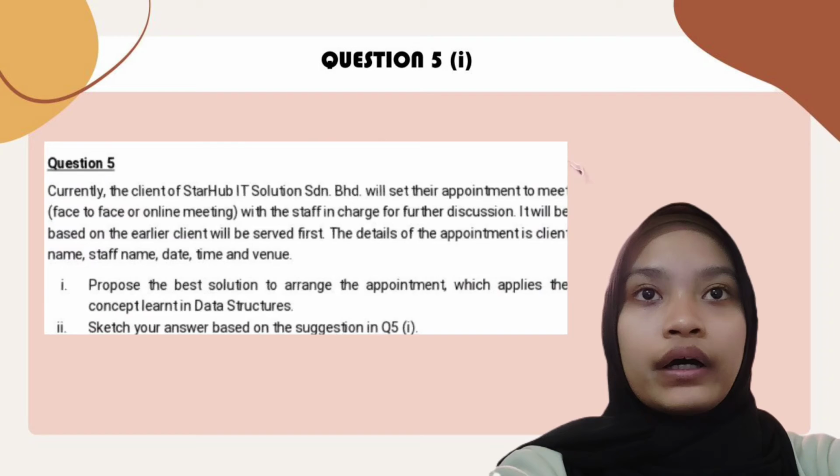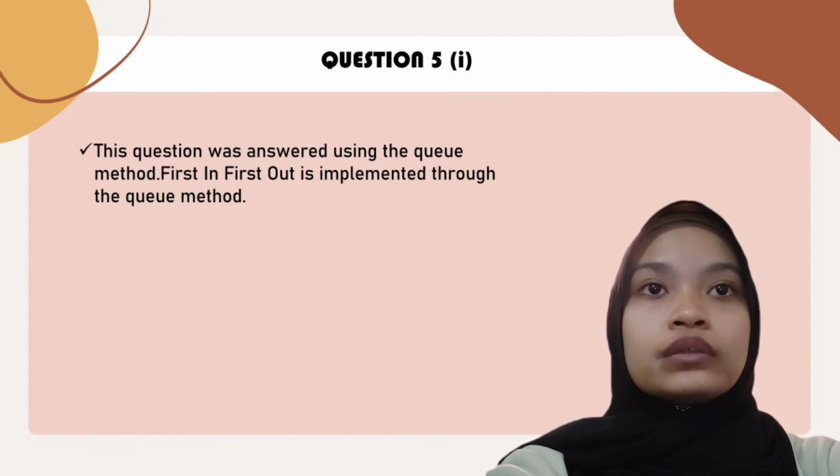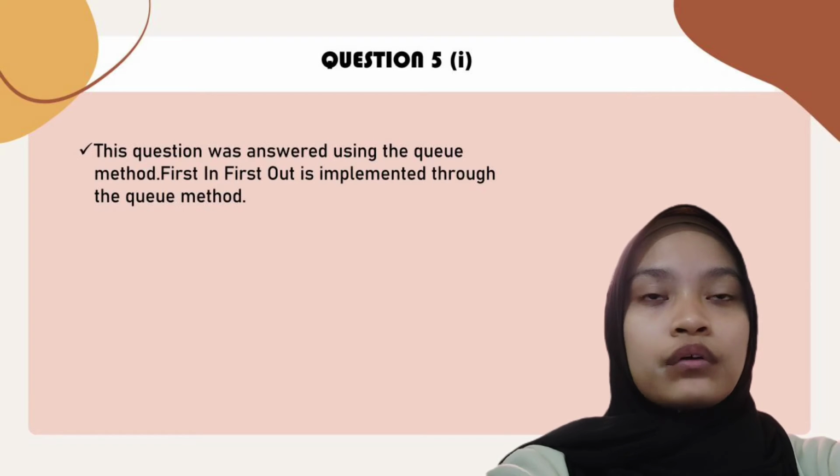Next, for question 5, we use the queue method because from this question, the client of Tahap Solution Student Berhad will set their appointment to meet face-to-face or online with the staff in charge for features discussion. It will be based on the earlier client being served first. The details of the appointment are client name, staff name, date, time and venue.